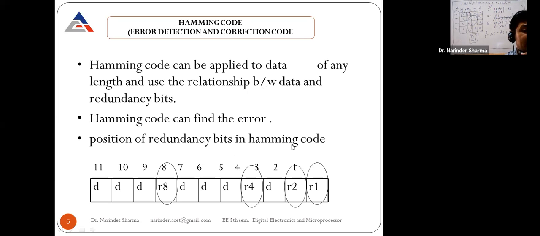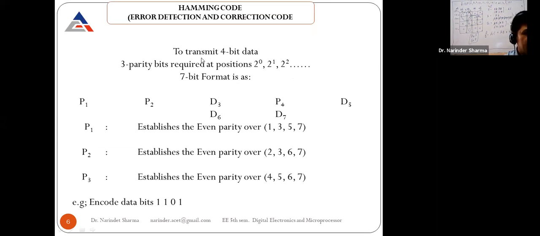The position of the redundancy bits in the Hamming code is shown here. I will show you how. See, let us say you have to transmit 4-bit data. For that, you require 3-bit parities. This is the format. You have to remember this thing. 4-bit data, 3-bit parities. So it would be 4 plus 3, a 7-bit format, and it has to be written P1, P2, D3, P4, D5, D6, D7. And this has been devised by Hamming.